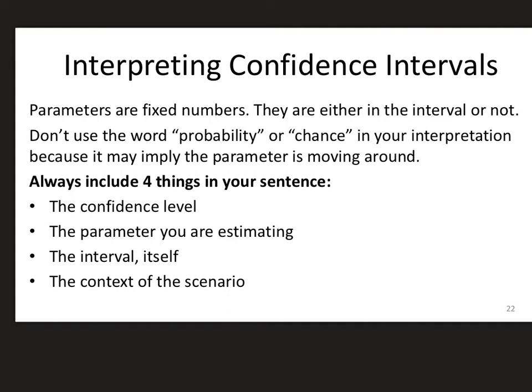So we're going to look at what we need to be in our sentence. So remember that parameters are fixed numbers. They are either in the interval or they're not. Do not use the word probability or chance in your interpretation because it may imply the parameter is moving around. Always include 4 things in your sentence. What is the confidence level that you used? What is the parameter that you are estimating? Put the actual interval in there and put it in context of the problem.